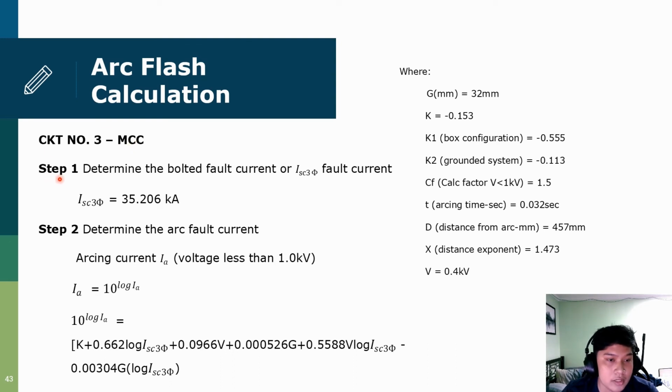In branch circuit number 3, we have MCC or motor control center. In step 1, we determine the voltage fault current or short circuit fault current, which is 35.206 kiloampere. In step 2, we determine the arc fault current or arcing current. The formula to be used is this one and this one. The variables to be used in this calculation is this one. Same with earlier.